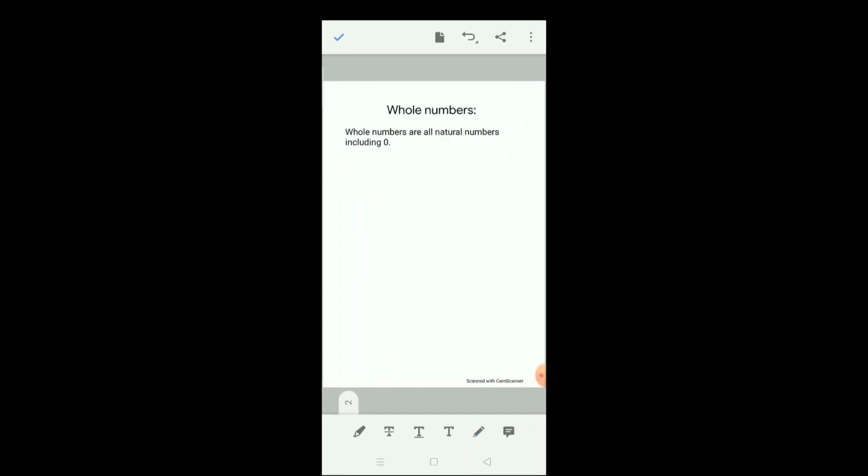Now next, what are whole numbers? Whole numbers are all natural numbers including 0. For example, 0, 1, 2, 3, 4, 5, 6, 7, 8, 9, 10 like this up to infinity are whole numbers. Or in other words, numbers which start from 0 and end at infinity without having fractions or decimals are called whole numbers.